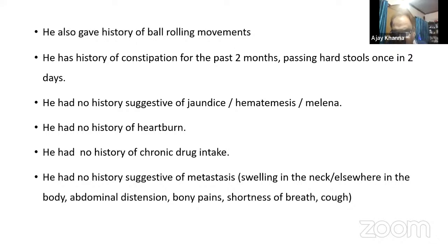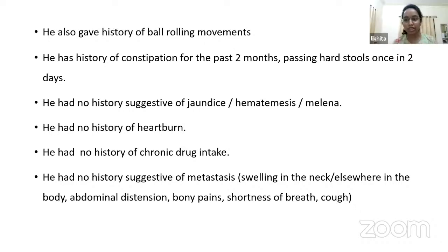Another very important thing you must ask is the history of some corrosive intake. Yes, sir. Corrosive acid ingestion can also cause stricture formation, sir, at the pylorus. If somebody has ingested a corrosive, they will present with features of gastric obstruction because of the involvement of the pylorus. Okay, right.